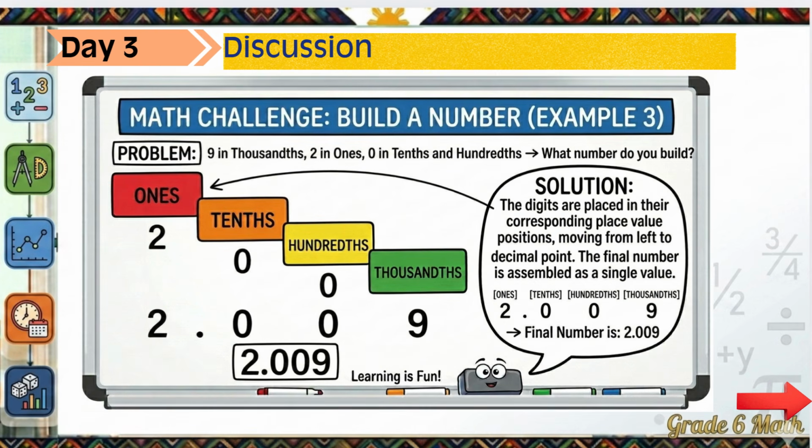To build this number correctly, line up each digit into its assigned place value position moving from left to right. Begin by writing 2 in the ones place, followed immediately by the decimal point. Next, place a 0 in the tenths spot and another 0 in the hundredths spot to serve as necessary placeholders. Finally, write 9 in the thousandths spot, which completes the final number 2.009, read aloud as 2 and 9 thousandths.